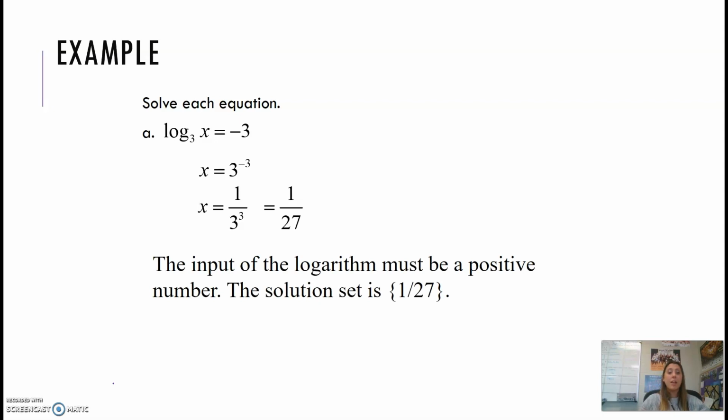So then our input for the logarithm must be a positive number, so a, that base, or our answer or solution must be positive. So when we're looking at these two things, 3 and x have to be positive in this instance.